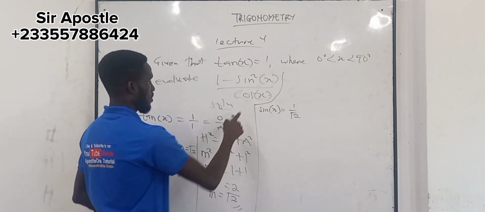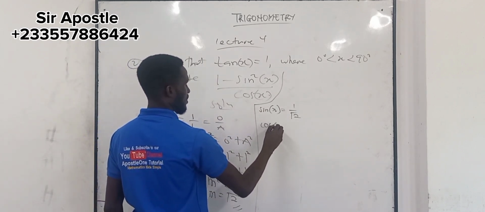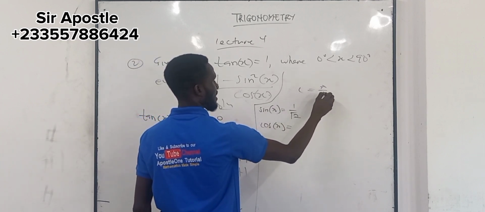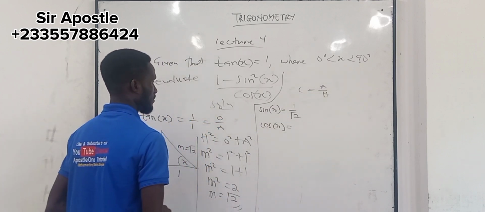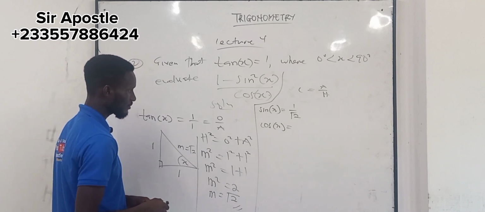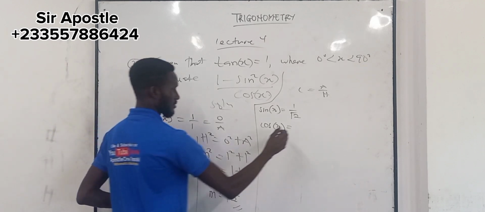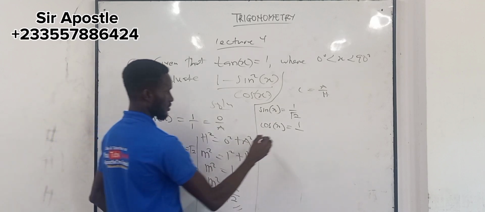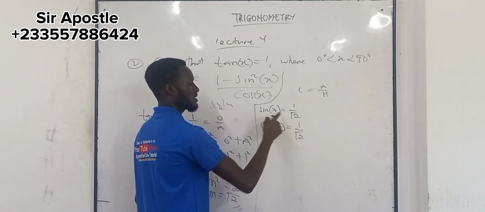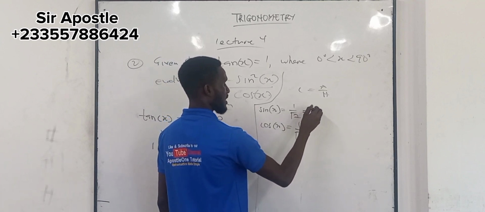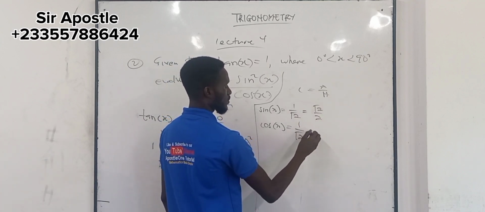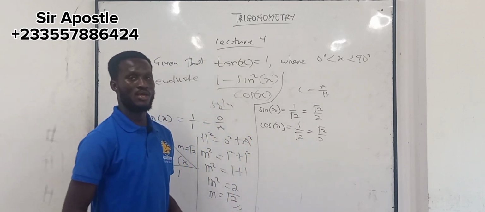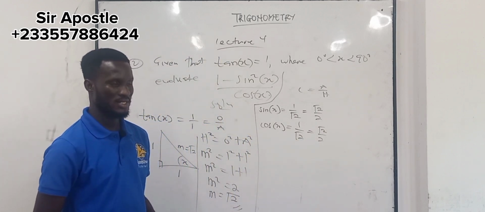Now, what is our cos? Cos x is equal to k. And what is k? It is adjacent over hypotenuse. So what is the adjacent? The adjacent is 1. The hypotenuse is root 2. You can punch this one in the calculator. You are going to get root 2 out of 2. If you punch it on the calculator, you apply your surds. I'm not coming to teach surds here.